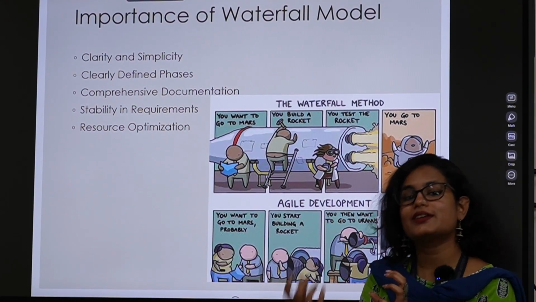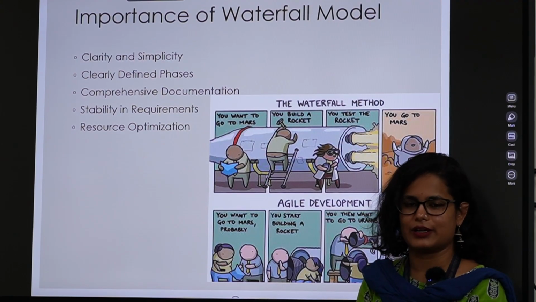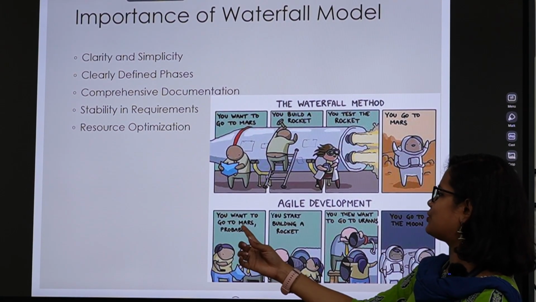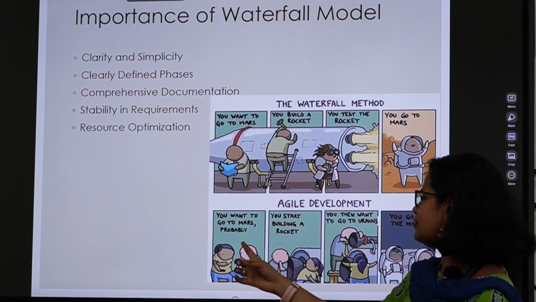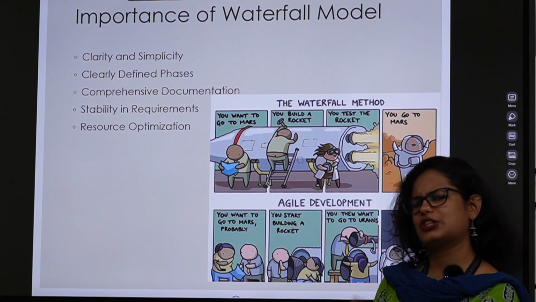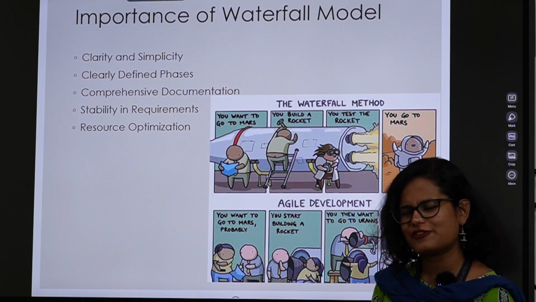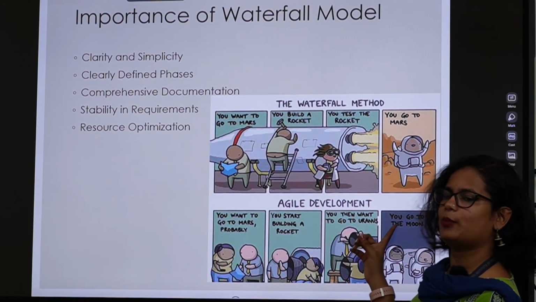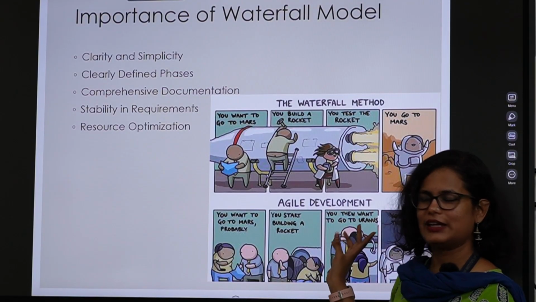When you do other types of development life cycles, such as agile, you think you want to go to Mars, probably you start to build a rocket, then you think, okay, my project is anyway going, I can change any phase as I want, I will then want to go to Uranus, and then you land up on the moon somewhere, right?